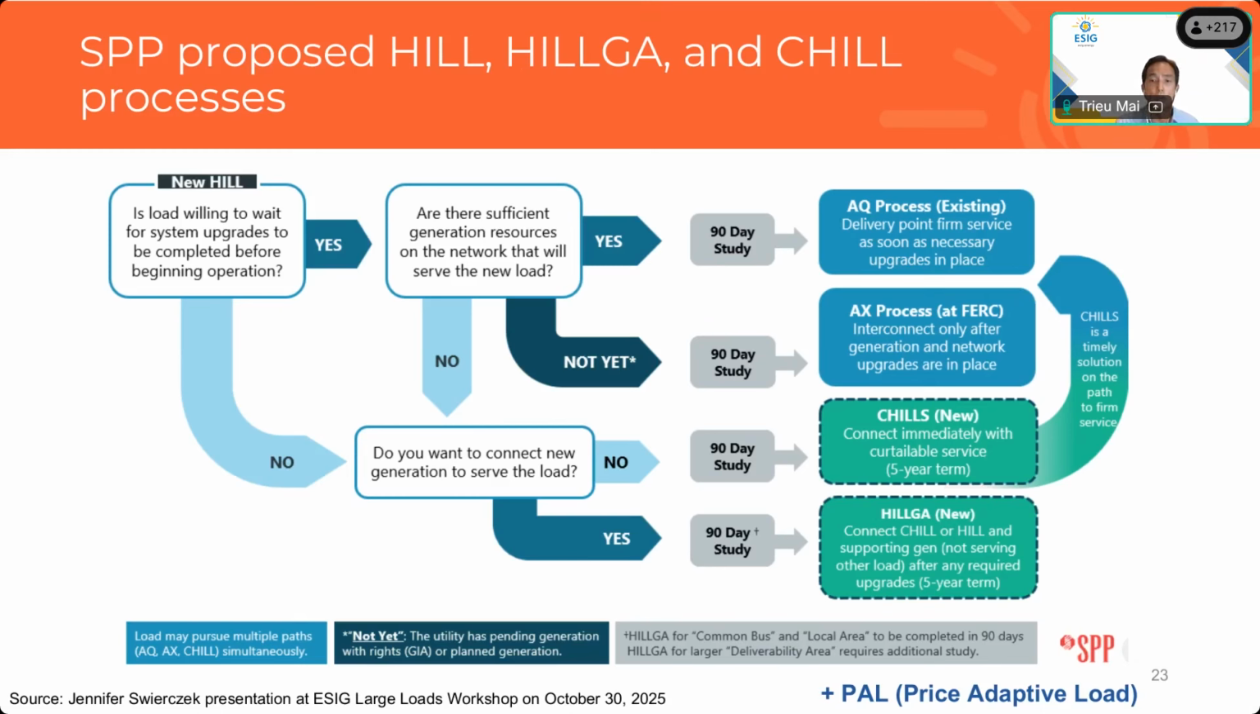There are new ones around HILLGA. The G stands for generator, so that's the on-site resource. If you have an on-site resource, they're developing processes to study those resources and load together. And not shown on this flow chart, but SPP also has their price adaptive load, which applies to all loads, not just large loads, but to really have more of a price signal base, not really dealing with interconnections, but really having that faster response on the market operations time scale.